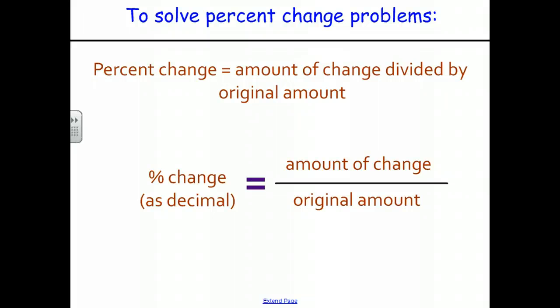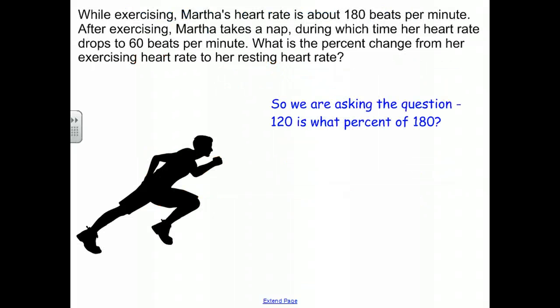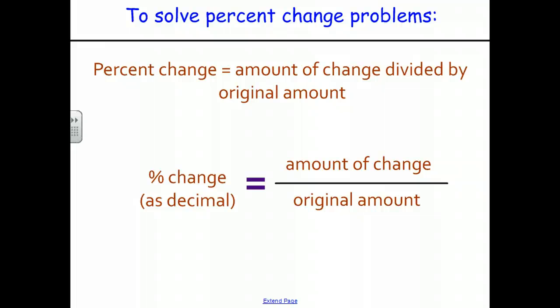The percent change is just the amount of change divided by the original amount. Now this is the percent change in terms of decimals. It's not the percent change as a percent. Our amount of change over our original amount in our last example was 2/3. It wasn't 2/3 percent, it was 66.6 with a 6 repeating percent.